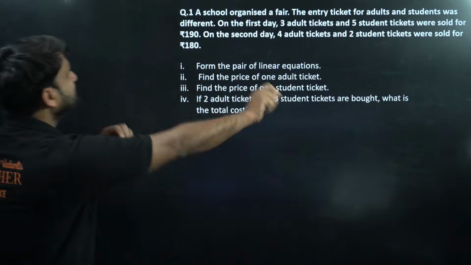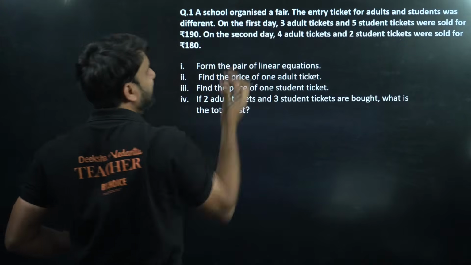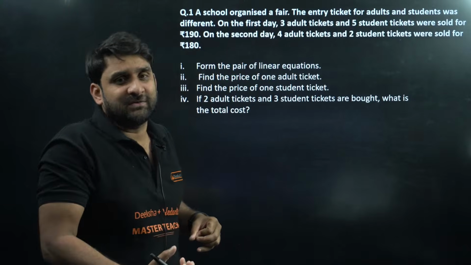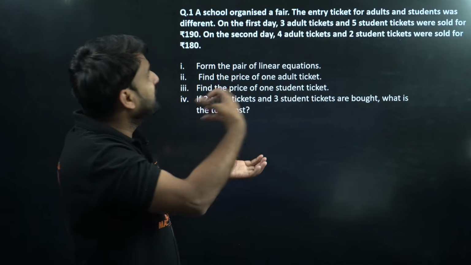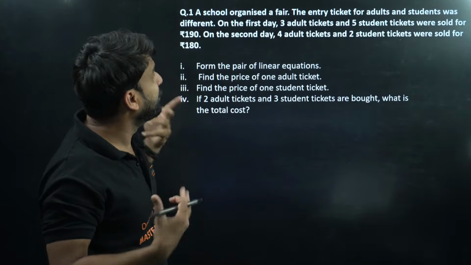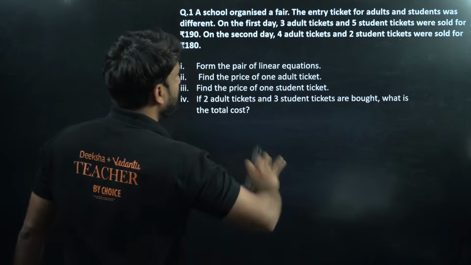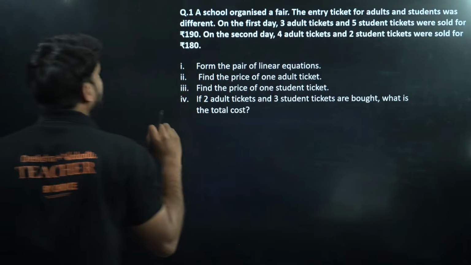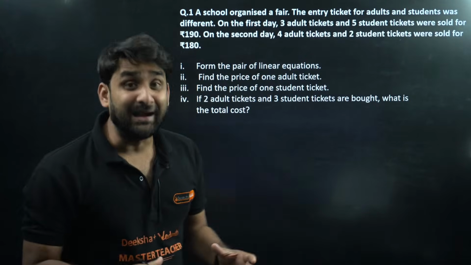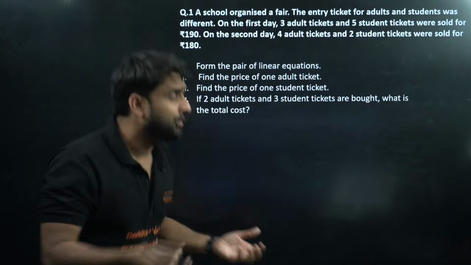So let's solve. In this question, we are talking about an event going on in a school, and there are some entry tickets. A few entry tickets are charged to get entry to that fair in the school event. The entry charge we don't know, but a few conditions are given. So what we have to do is suppose the entry charge for adult and student, because we don't know exactly what the entry charge for an adult and the entry fee for a student is. So we have to suppose.